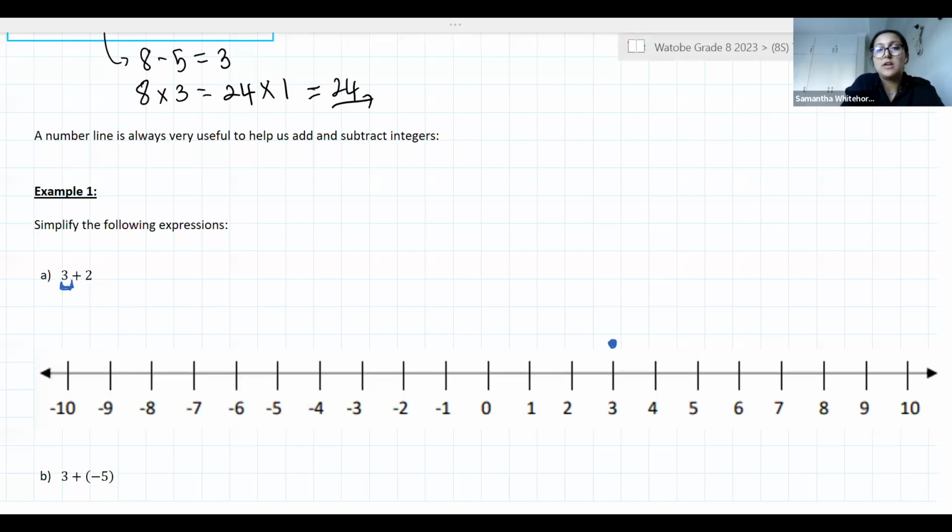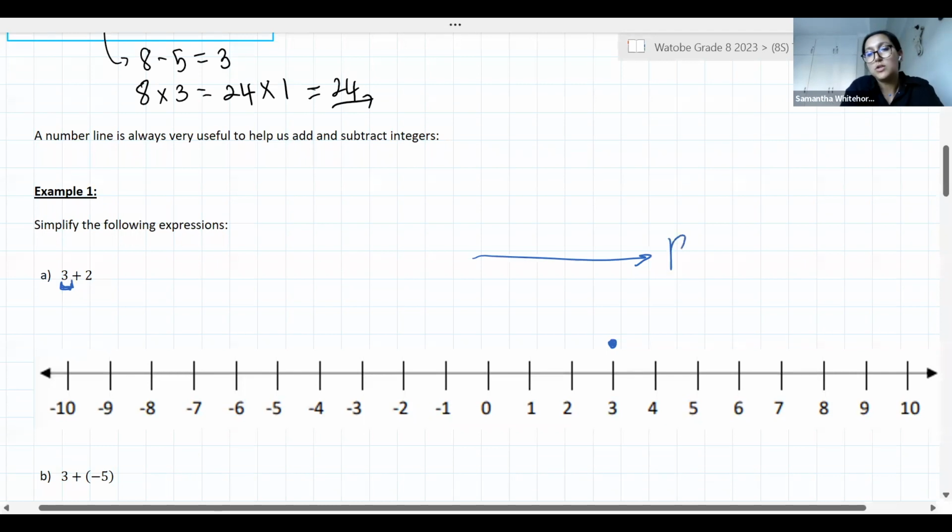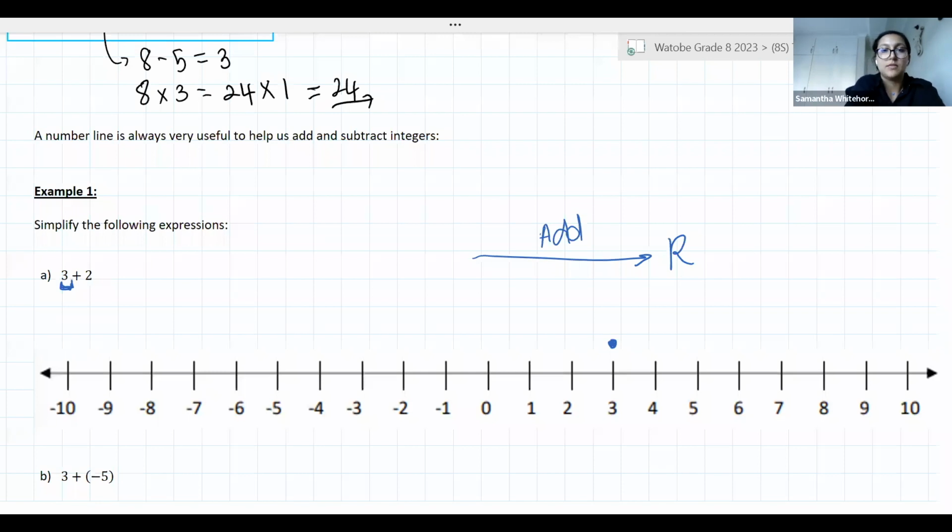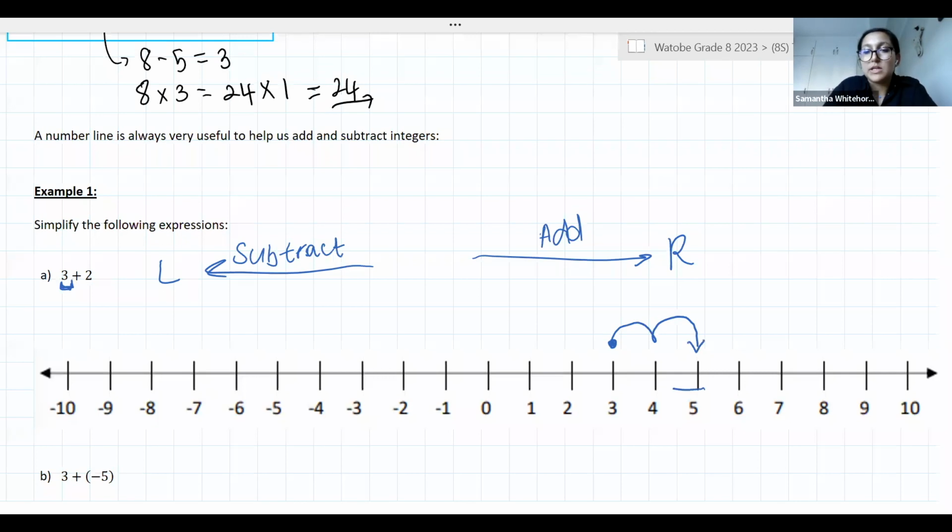Now, very importantly, whenever you add, you're moving right on your number line, because you're getting closer and closer towards positive infinity. And whenever you subtract, you're moving to the left of your number line, because your numbers are getting smaller and smaller, and so you're moving closer and closer to negative infinity. So here, because I'm adding, I'm going to move to the right. I'll only move 2 places to the right, and where I stop is my answer. Again, you probably all knew that 3 plus 2 was 5. But that is how we would use the number line system.